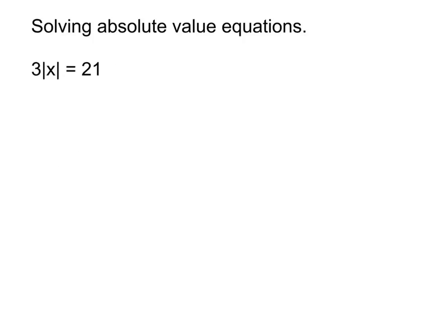Alright, and so on this problem now, just like with the previous ones, we need to get the absolute value by itself first, which means getting rid of the 3. What do I do to both sides to get rid of the 3? We divide, because right now this is 3 times the absolute value, and the opposite of multiplying is dividing. So we divide both sides by 3 then. So that gives me the absolute value of x equals 7.